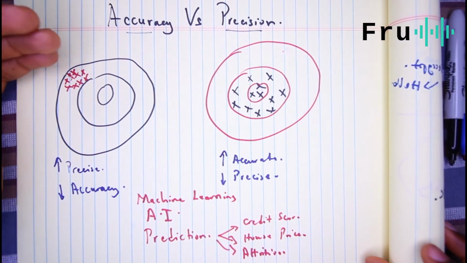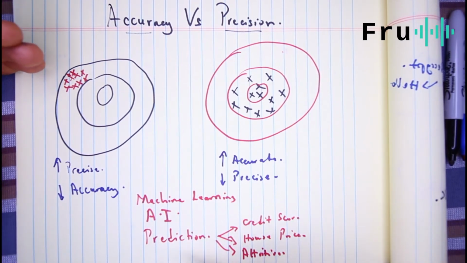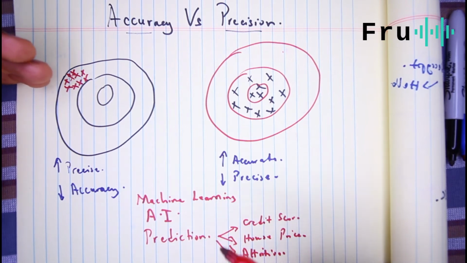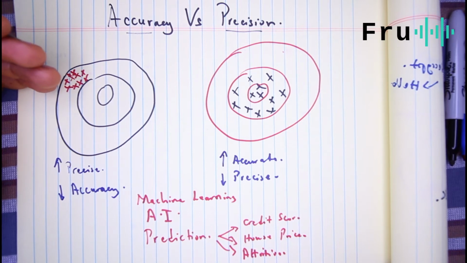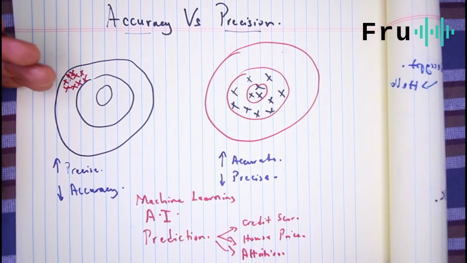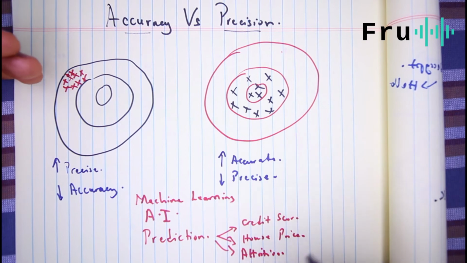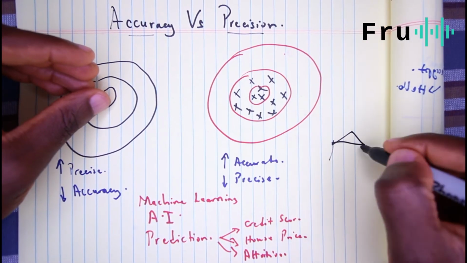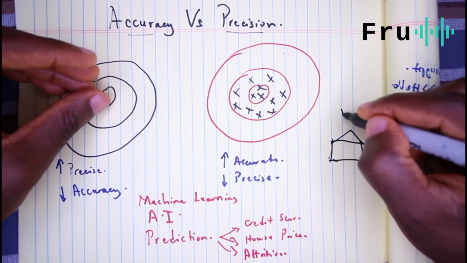Now, you might find yourself in a situation with a machine learning or a predictive model where it's very, very precise, all right? And you give it an input, let's say you give it your age and the location, and it can tell you the credit score for that person. Or let's take a house. Let's say you're building a machine learning model for predicting the price of a house.